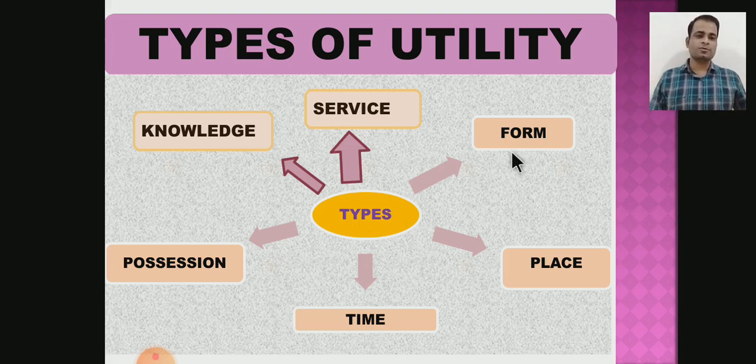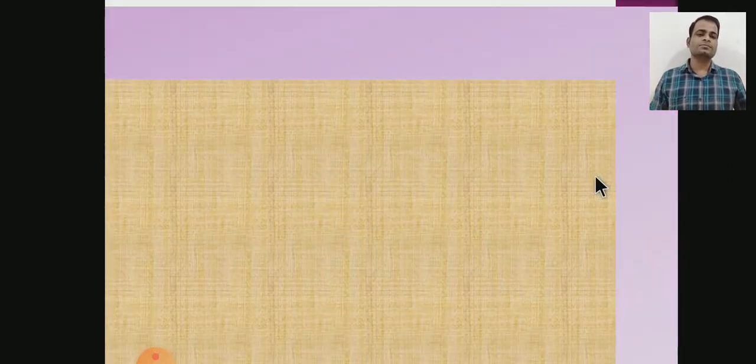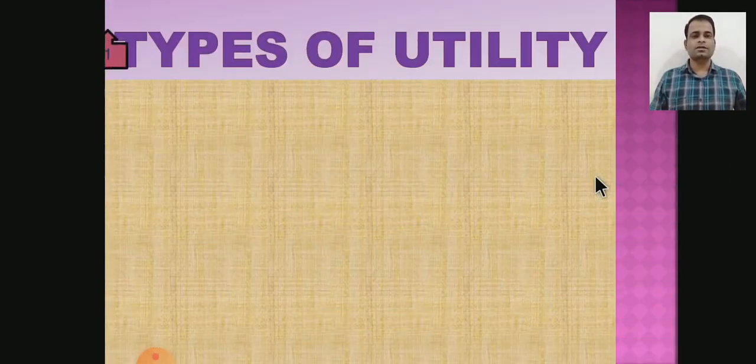There are 6 types of utility: form utility, place utility, time utility, possession utility, knowledge utility, and last is service utility. So there are 6 types of utility. We will take them one by one. The first type of utility is known as form utility. When utility increases due to change in shape or structure of existing material, it is called form utility.